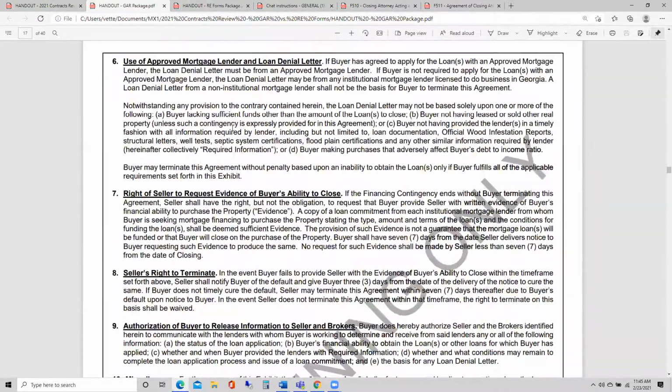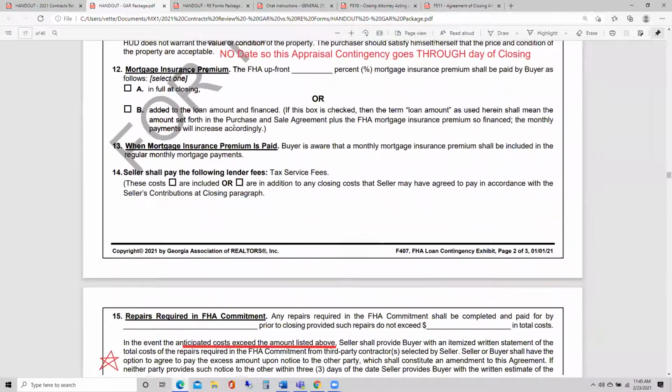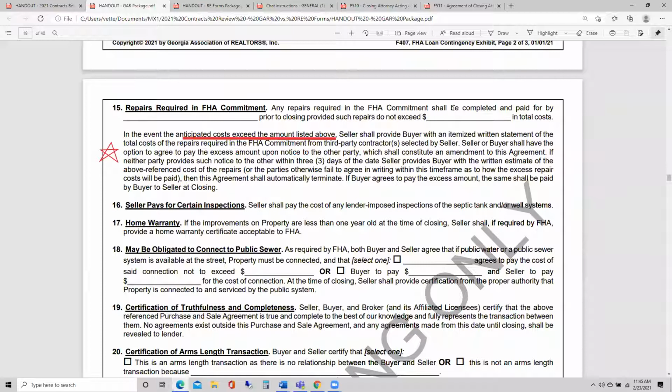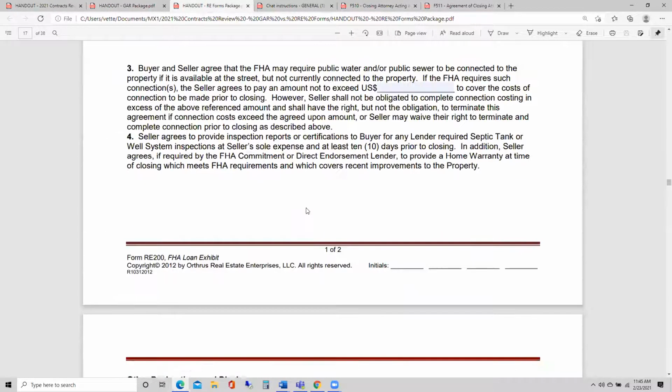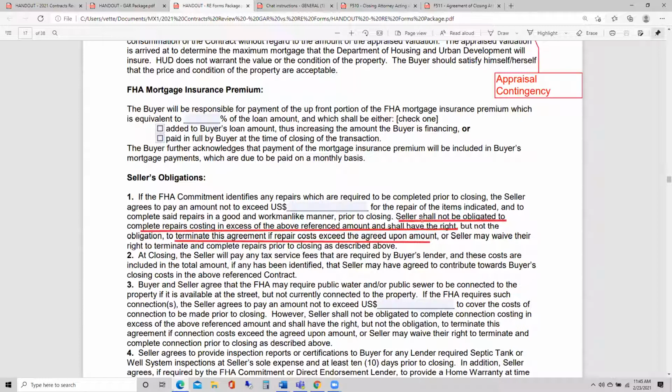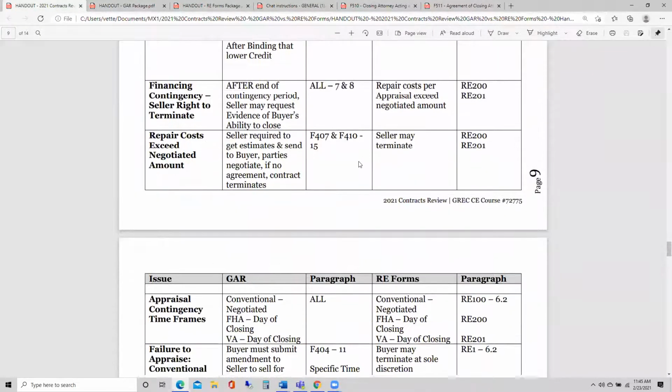This is the FHA loan exhibit under GAR, and it talks about repairs, and you negotiate up front how much the buyer or seller are willing to pay for repairs that are mandated in order to get their FHA commitment. If the actual costs exceed the amount listed below, this is how the buyer and seller work through that, and the seller does have termination rights there. And the same thing in the RE forms FHA exhibit, it does also have seller termination rights if the repair costs are in excess of the amount negotiated. So that's similar between both of them.